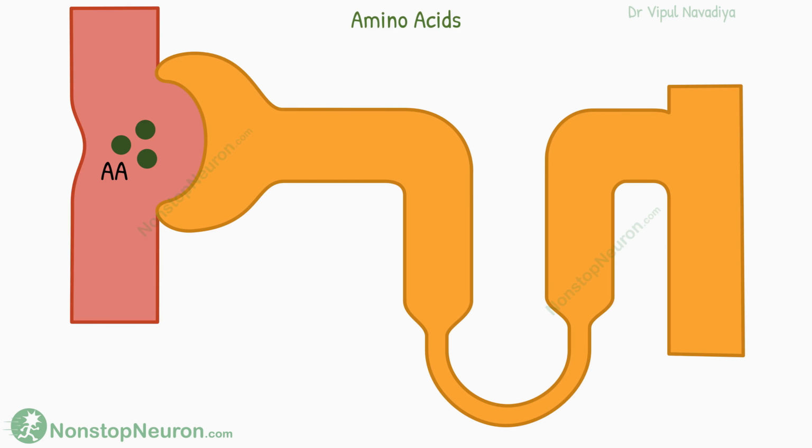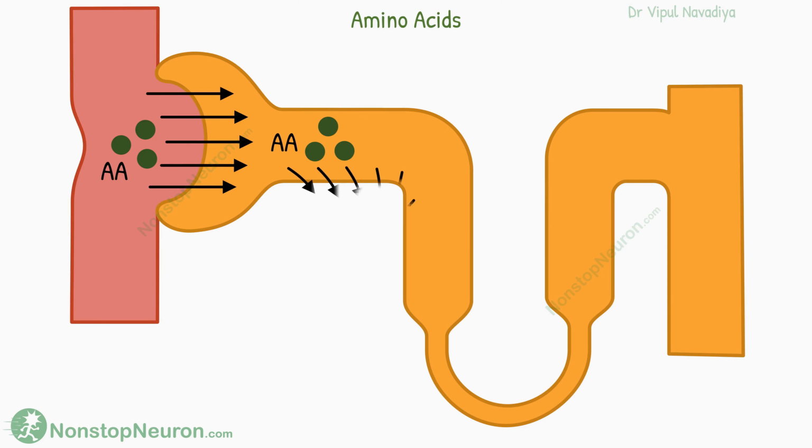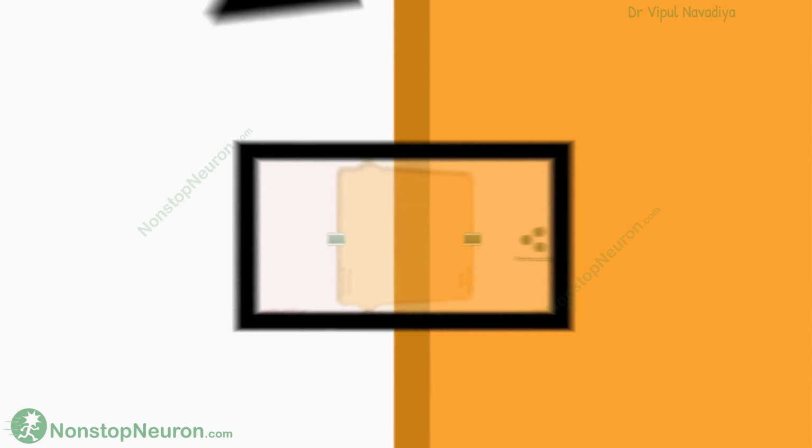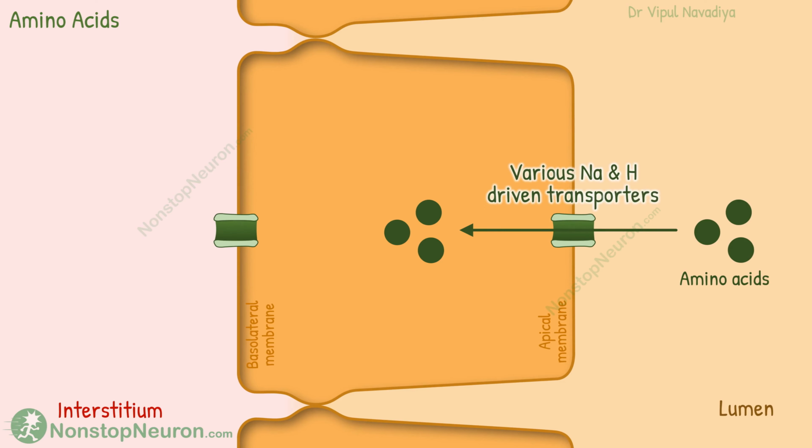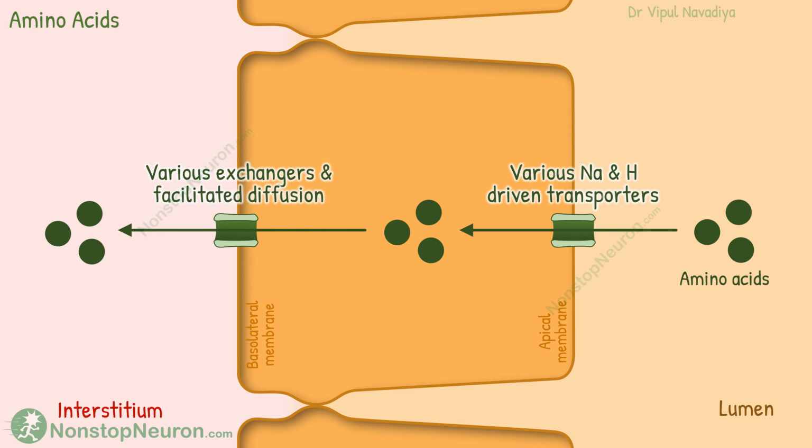Now let's see the reabsorption of amino acids. At the glomerulus, amino acids are filtered freely. And similar to glucose, they are almost completely reabsorbed in the proximal tubule. There are various transport proteins for different amino acids. In general, entry across the apical membrane occurs by various sodium or hydrogen-driven transporters. And basolateral exit occurs by various exchangers and facilitated diffusion. So this was all about amino acids.